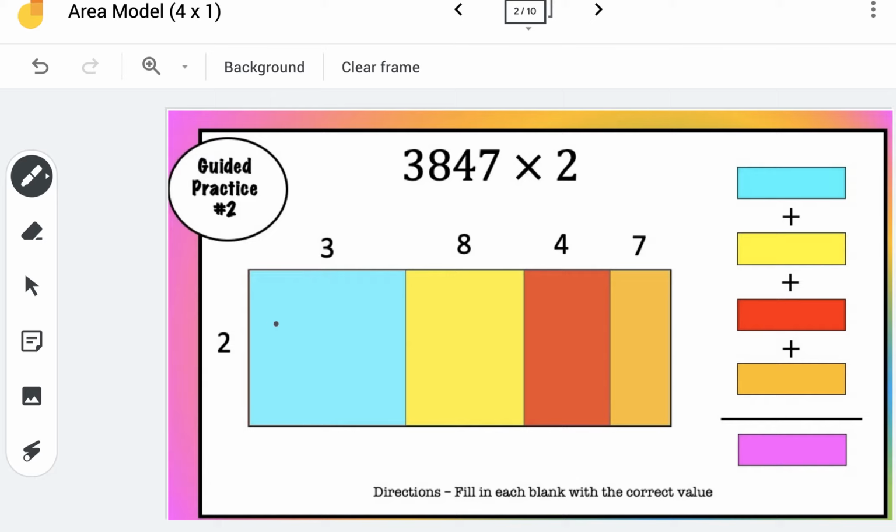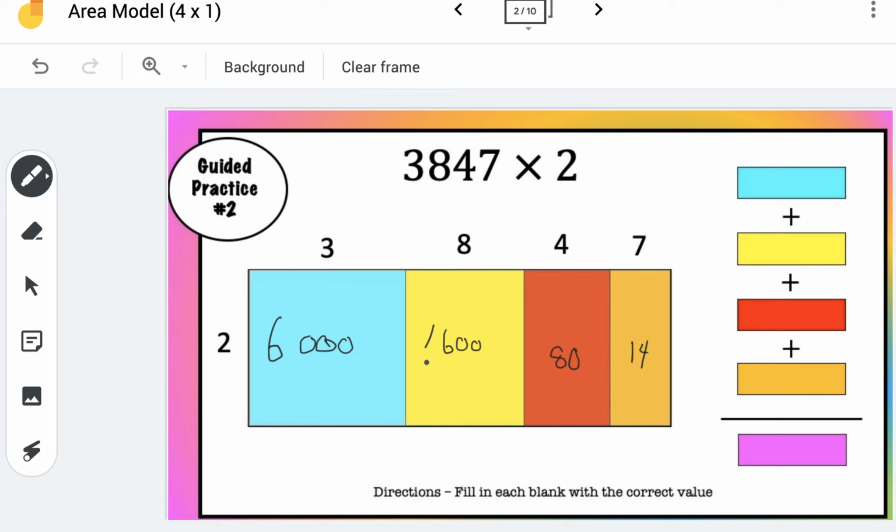times 2 will give us 6,000. So let's write 6,000 inside the blue box. This 8 is the number of hundreds, so 800 times 2 is 1,600. All right, the 4 is the tens, so 40 times 2 is 80. And then finally, the 7 is number of ones, so 7 times 2 gives you 14.